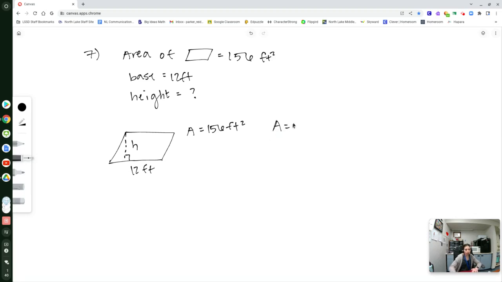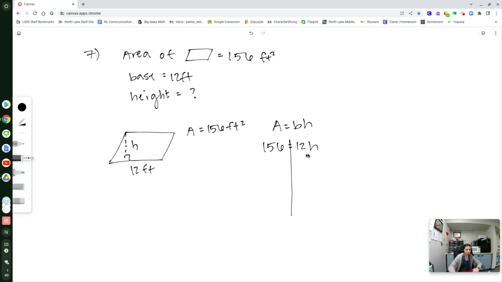The area of a parallelogram is its base times its height. So let's replace some of these variables with their values. For example, I know that A, area, is 156. I don't know what the base is. Or sorry, I do know what the base is. The base is 12. I don't know what the height is. So I'm saying my area of 156 feet should be equal to our base of 12 times our unknown height. Now we can solve this equation for h, find what the height is.